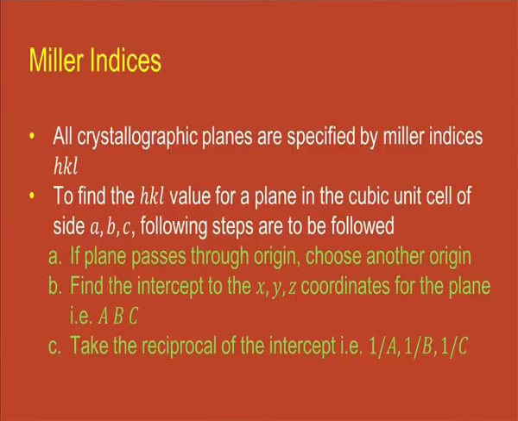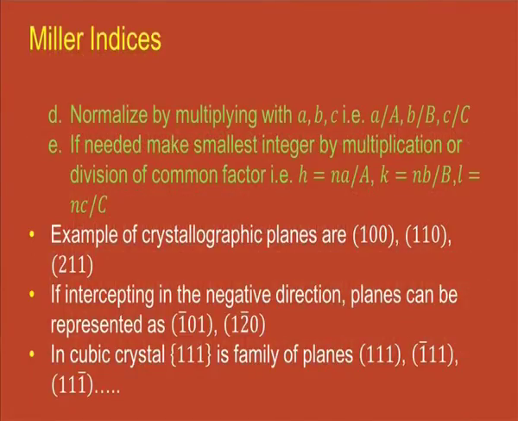Then we have to consider the reciprocal of the intercepts, that is 1 by A, 1 by B and 1 by C. Once we get the reciprocals, we have to normalize by multiplying with a, b and c, that is a by A, b by B, c by C, and if needed, make the smallest integers of these normalized values by multiplication or division by a common factor, which gives us the Miller indices, where H is equal to Na by A, K is equal to Nb by B, L is equal to Nc by C.